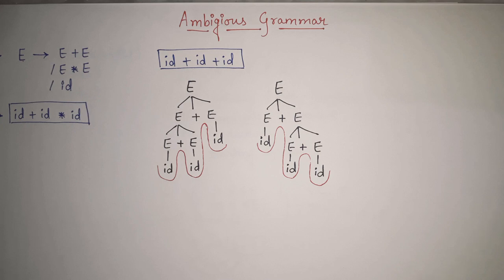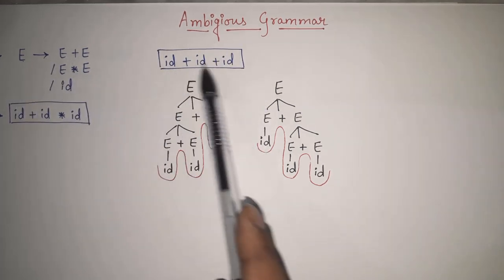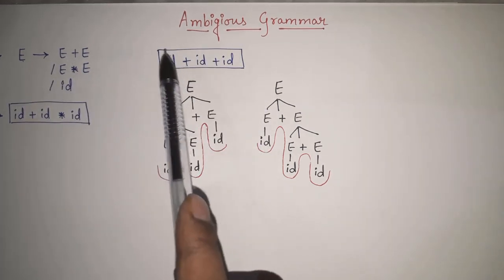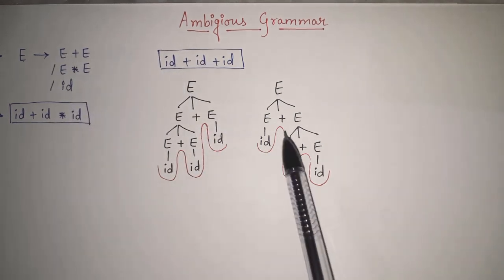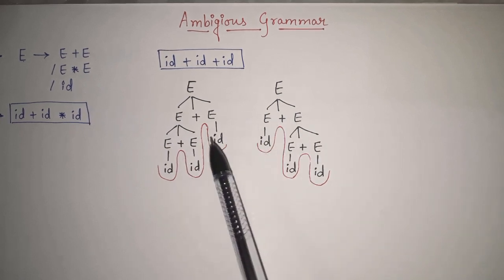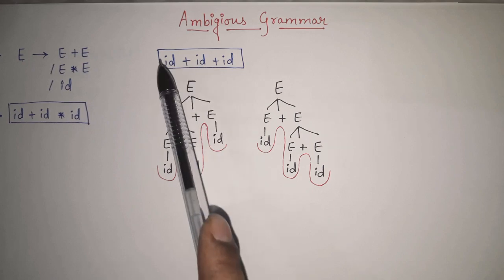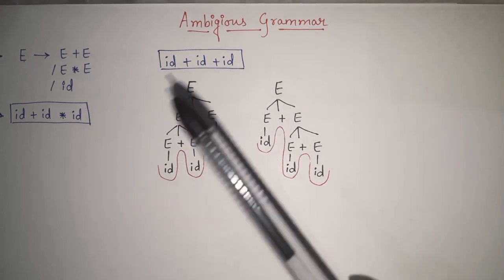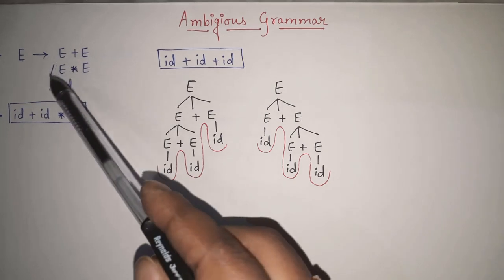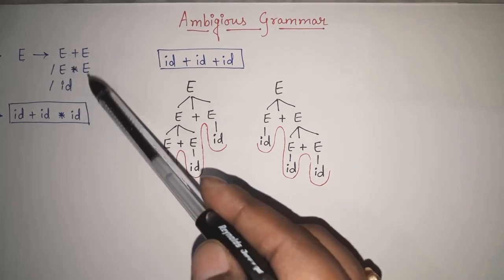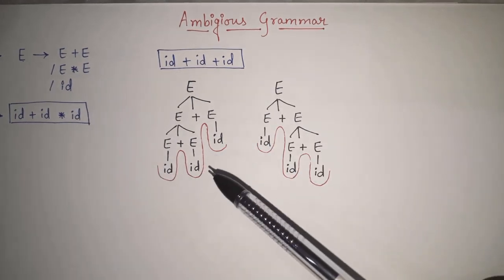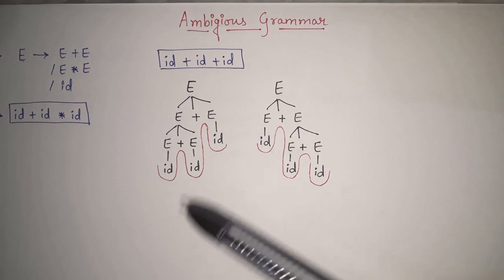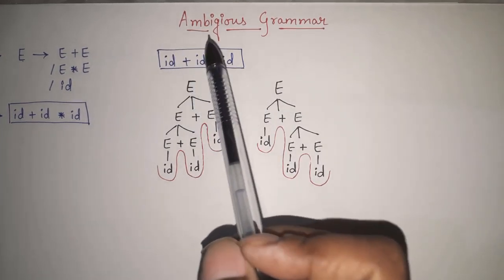So I have one grammar and this particular string. In order to generate this string with the help of this grammar, I have got more than one parse tree, meaning two parse trees, and both of them give me the same string id plus id plus id. So I can say that this grammar is ambiguous grammar. You got it? If I am able to generate more than one parse tree, I can say that the grammar is ambiguous. Here I am getting two parse trees for this common string and this common grammar.